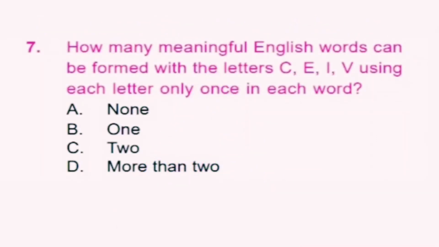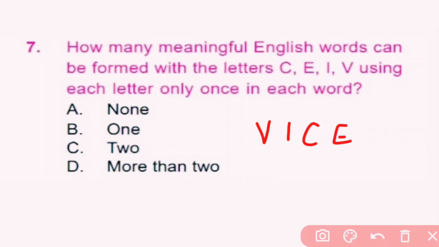Question number 7. How many meaningful words can be formed with letters C, E, I, V using each letter only once in each word? Using these letters only one word can form, wise. So here B is correct answer.